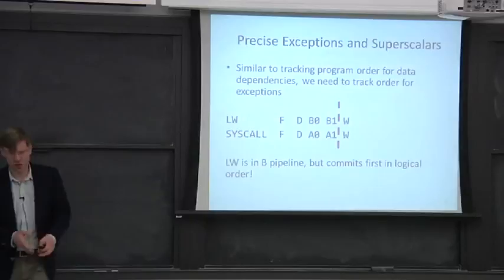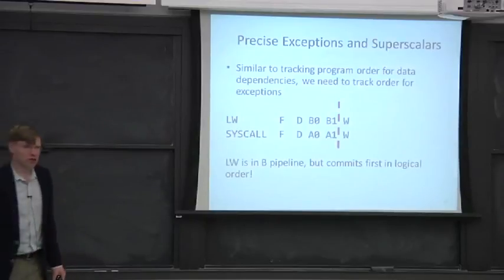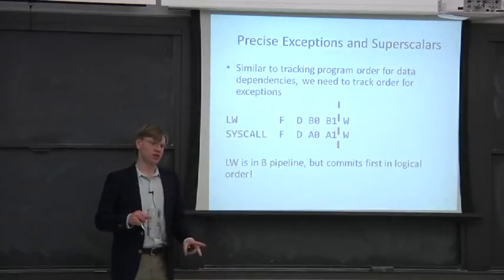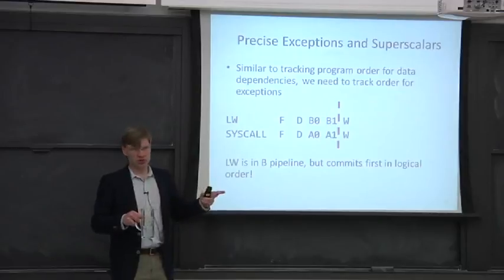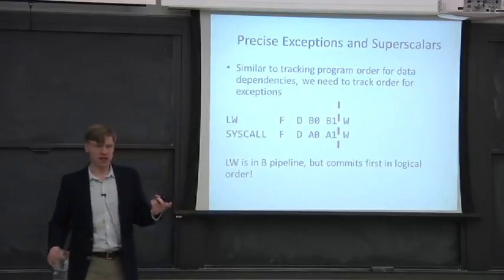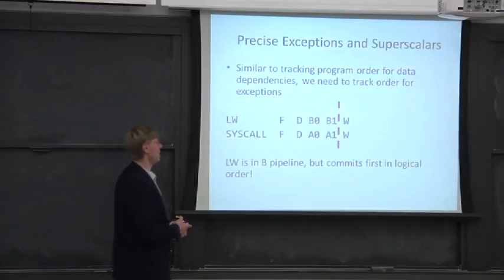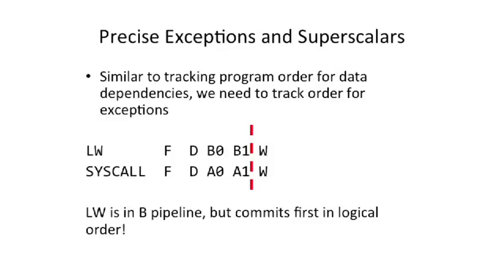OK, so an important question comes up with something like a superscalar when you're executing multiple instructions at the same time: what happens when you fetch two instructions and one of those instructions takes an interrupt or an exception as it's going down the pipeline? So let's take an example here. Let's say we have a load and then a system call instruction. Both these instructions can effectively take interrupts or exceptions. The load can take something like a TLB miss or an alignment fault. The syscall instruction, by definition, is effectively making an interrupt occur.